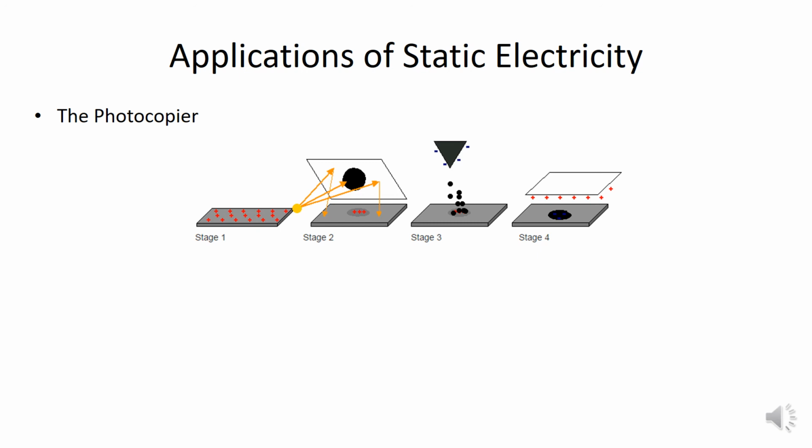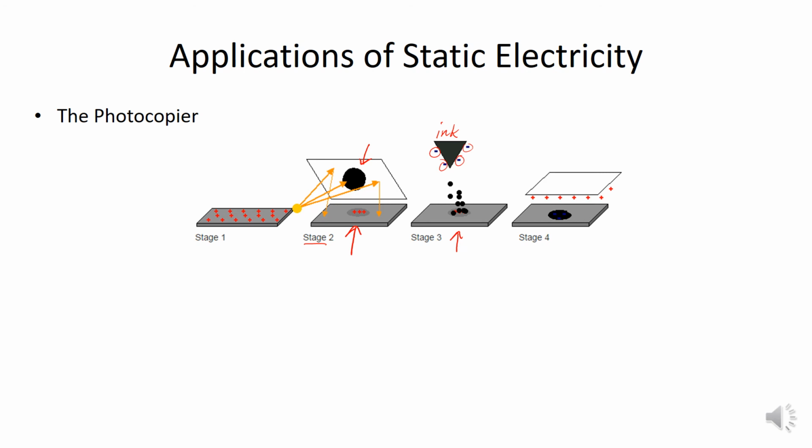Okay, so when you place a page on the photocopier and the light passes over it, it creates a pattern of static charges on a plate. So that's what's happening in stage 2. And stage 3 here then has the ink, and the little ink particles have negative charges in this case.